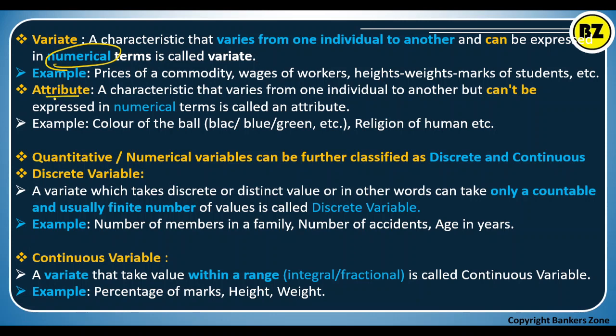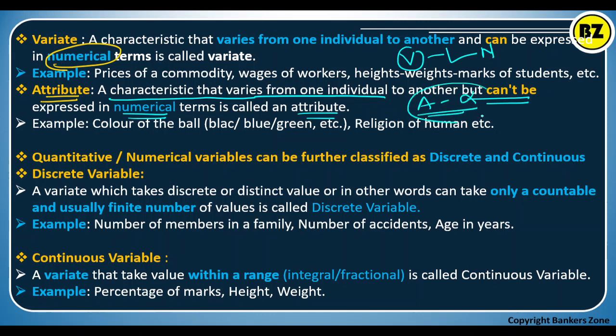Now what do you mean by attribute? See here, a characteristic that varies from one to another but can't be expressed in numerical form is called an attribute. So a variate can be expressed in numerical form, but an attribute cannot. For example, color of a ball may be black, blue, green, but we cannot say it is 1, 2, 3 because it is color. It cannot be expressed in numerical form.